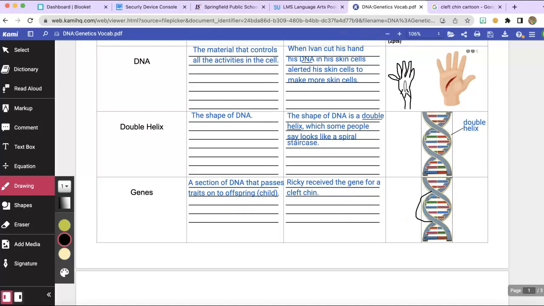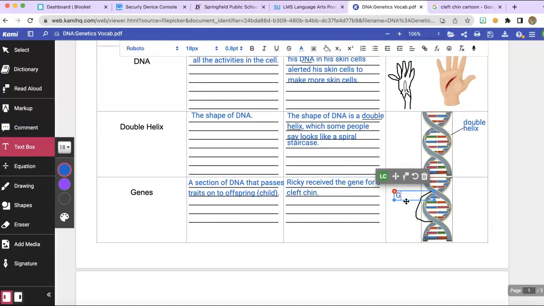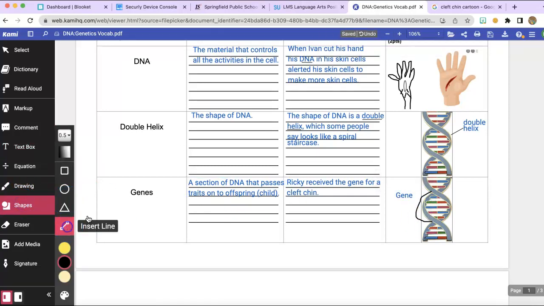So we must label that as well. So draw the little line indicating the section. Come in here with your pencil, write gene. And we're even going to grab a line, and you're going to take your pencil and draw a line, maybe, to what we identified as a gene. Now, of course, this would be incorrect if we left this like it is. Lucky for you, we have some space right here. We are going to draw, very carefully, Ricky with a cleft chin.